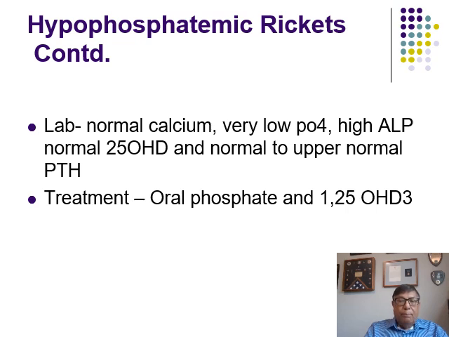Okay, so the other forms of rickets, like with renal tubular acidosis, renal osteodystrophy, all these things are usually mostly diseases of adult people, and you will not be bothered with that.